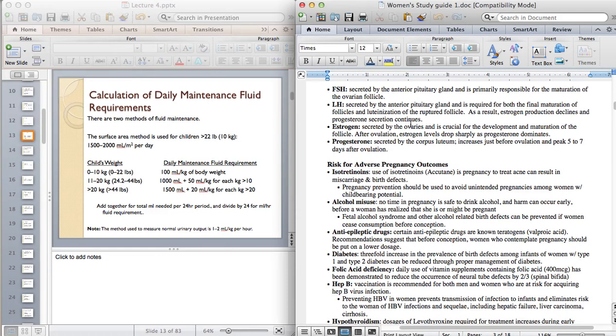So now, looking at the quick replacement fluid example, this child weighs 32 kilograms. By the formula, the first 10 kilograms we give 1,000 ml, the second 10 we give 500, and the remainder of 12 kilograms, we're giving 240 ml because this child weighs 32. And this will give us 1,740 in 24 hours. And if we need to find our hourly rate, we just divide it by 24.